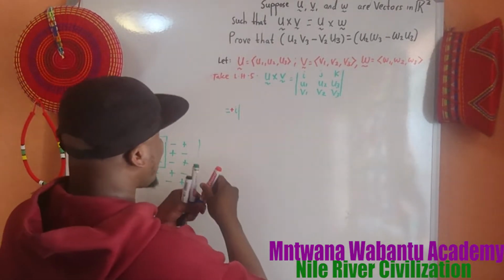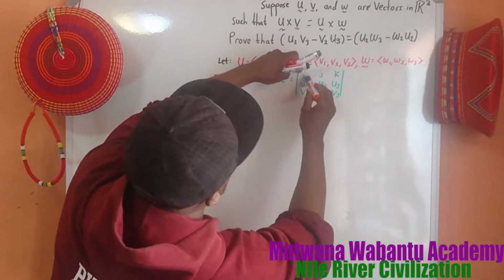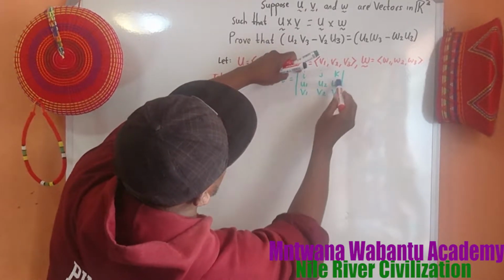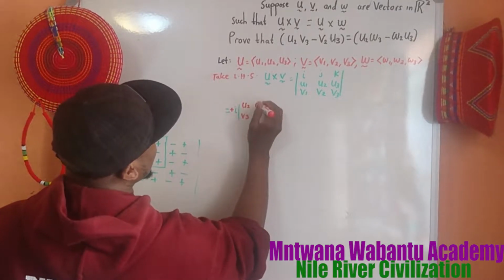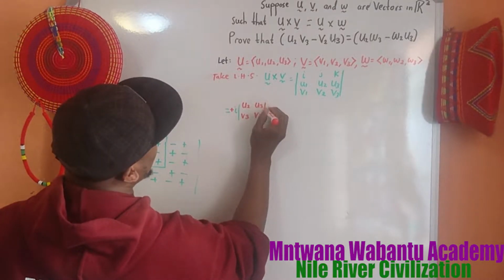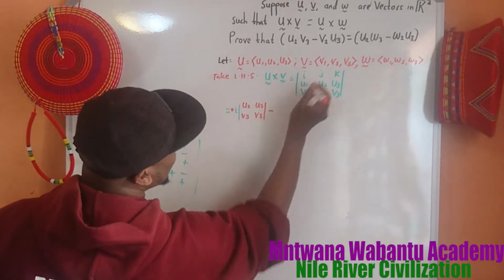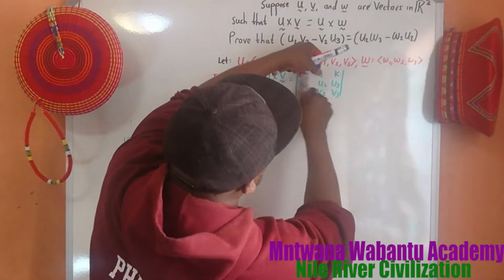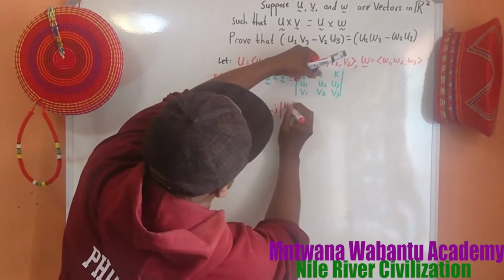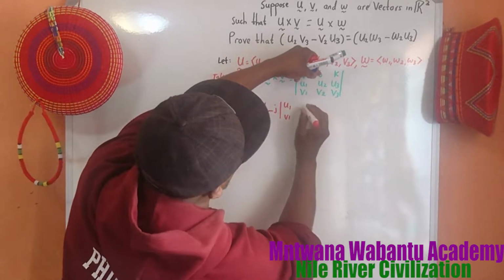Now we go. If I do I, it means I don't need this, I don't need this. So say U2, V3, U3, V3. Now we go for the second one, which is J. So for J it is negative. So we say negative, and then we say what? We have J. Excuse me, I was going to say J. So when you hear J, it means I don't need this, I don't need this. So I'm going to use U1, V1, U3, V3.